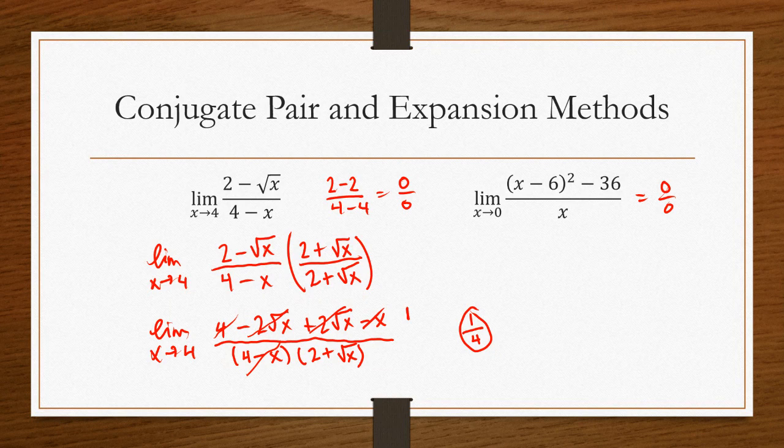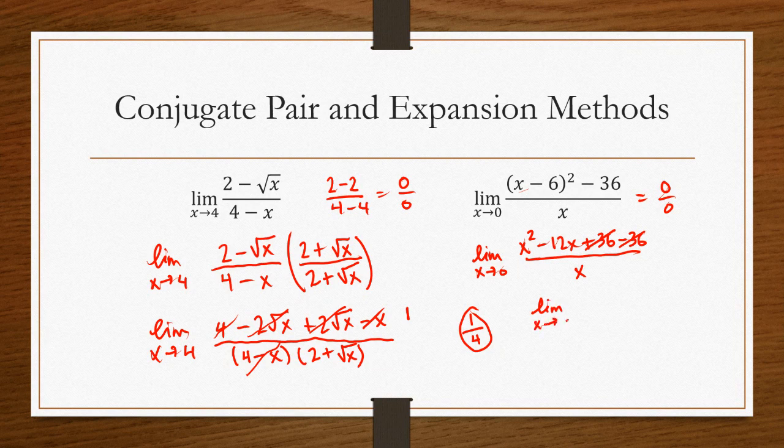And then trying to figure out what to do, my first thought is, well, maybe I could expand this out. So if I expand it out, I get x squared minus 12x plus 36, and then minus 36, and then I still have an x in the denominator. This is still a limit as x goes to 0. My 36's wind up subtracting away and making 0, so now I can factor an x out of the numerator.